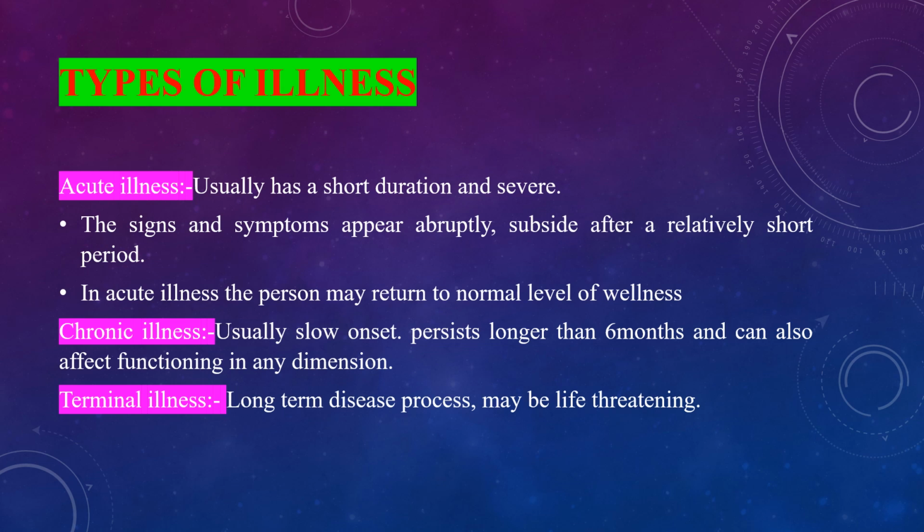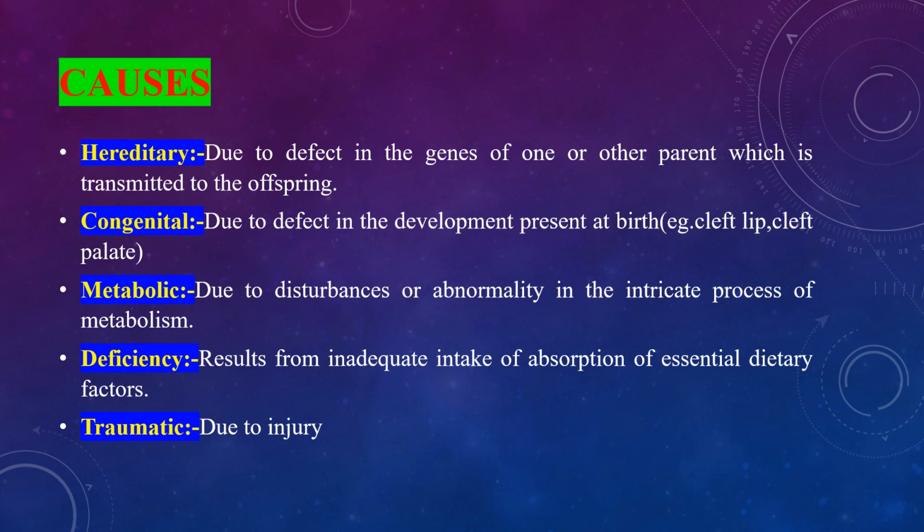Next, chronic illness, usually slow onset. It will come very slowly and it persists longer than 6 months and can also affect functioning in any dimensions. Any dimensions means physical dimension, social, spiritual dimensions like that. Terminal illness, a long-term disease process that may be life-threatening. These are the types of illness.